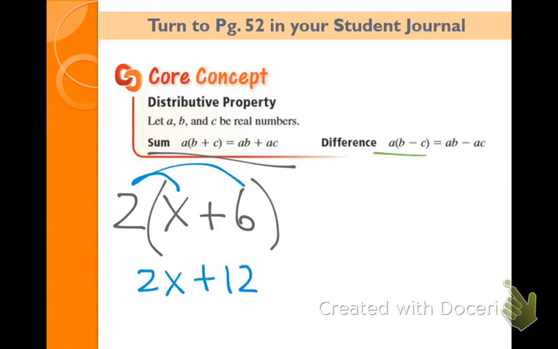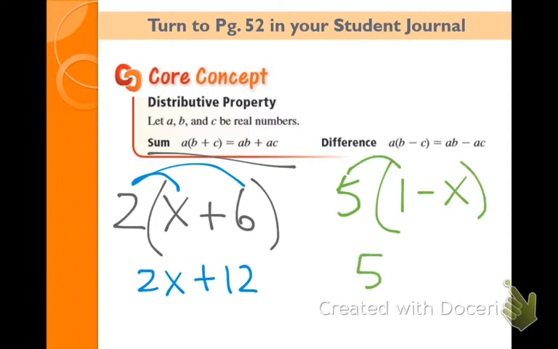When it says difference, all it means is, let's say there was a negative. We'll say 1 minus x. So when you distribute, 5 times 1 is 5. 5 times negative x is negative 5x. Okay, that's all the distributive property is. It is not of equality. If you notice, when you named it, you didn't write of equality because you don't do it to both sides of the equal sign. You just do it wherever it says it.